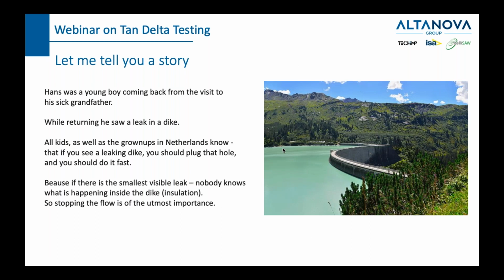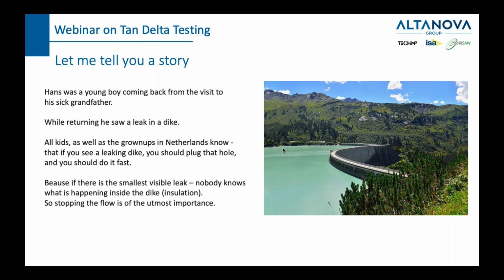So who was Hans? Hans was a young boy coming back from a visit to his sick grandfather, and while returning, he saw a leak in the dike. There was a little bit of water splashing out. All kids, as well as grown-ups in Netherlands, know that if you see a leaking dike, you should put a plug in that hole and you should do it fast. You should plug that dike.